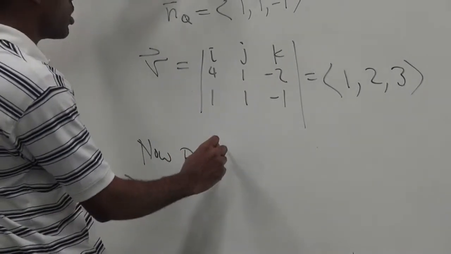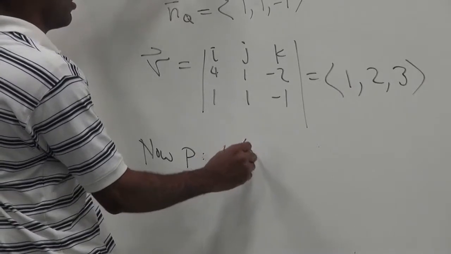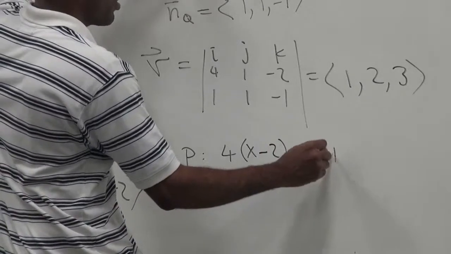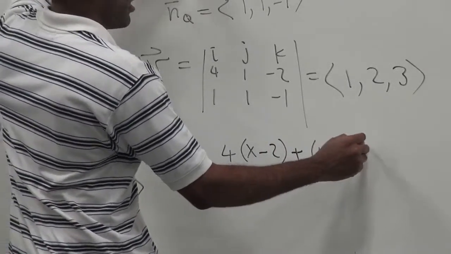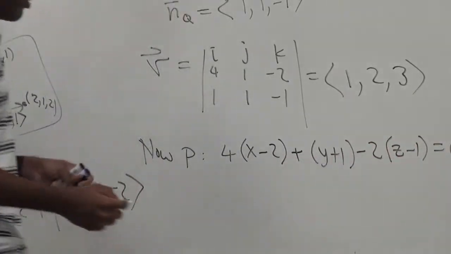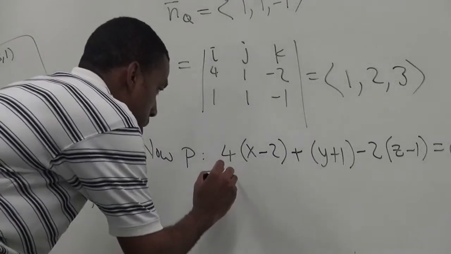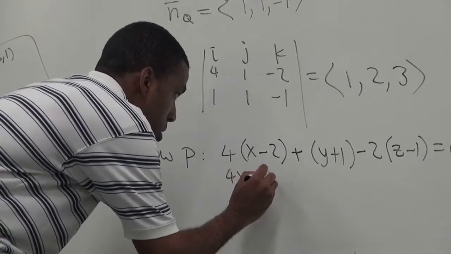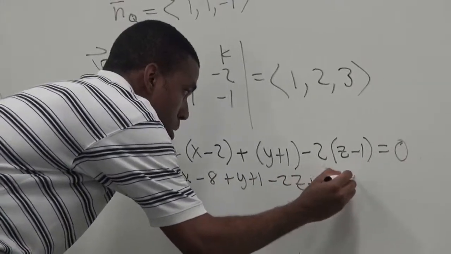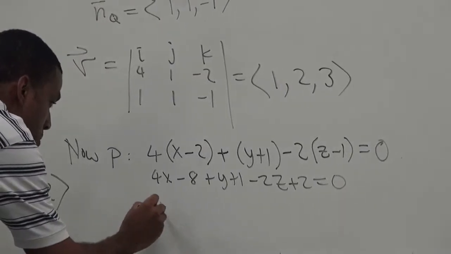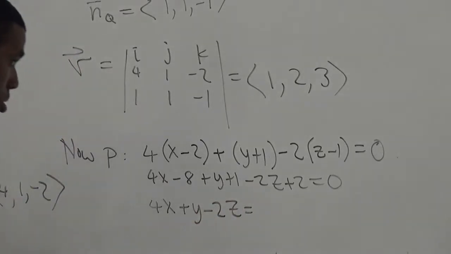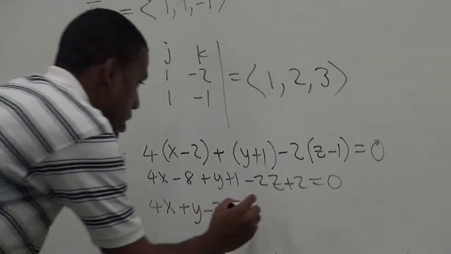So P is actually the equation 4 times x minus 2, plus y plus 1, minus 2 times z minus 1, equal to 0. So this I can get 4x minus 8 plus y plus 1 minus 2z plus 2 equals 0. And so here I would have 4x plus y minus 2z equals 2 plus that 5.